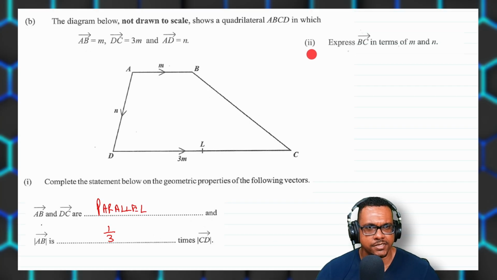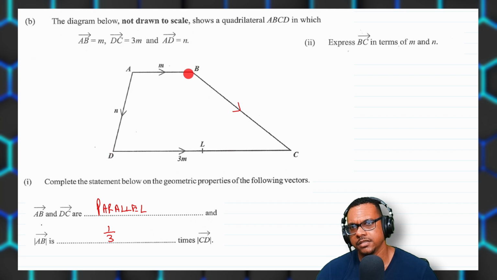Now for part 2 of the question, we want to express BC in terms of M and N. Now let's put in the arrow for BC, so we're going from B to C. So this is the vector that we want. Now I'm trying to use the triangle law here, but I'm not seeing anywhere that I can make a triangle that would relate to M and N. But if I were to make a triangle from D to B, let's do that. So from D to B like this, then this vector would relate to N and M. I'll also form a triangle with this here, so I could get the BC in terms of M and N.